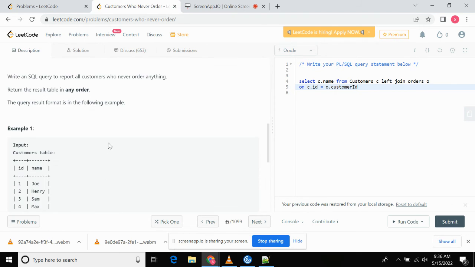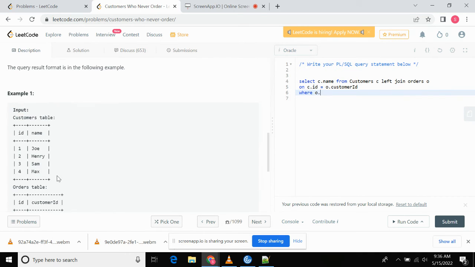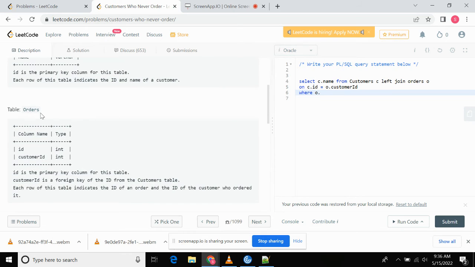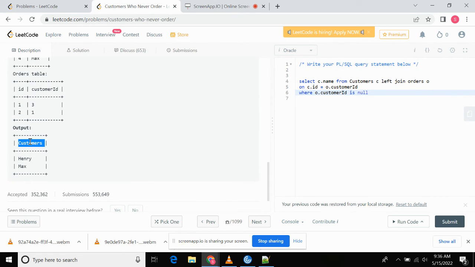But the question suggests that we have to report all those customers who never order anything. So here, what you have to do is put a where condition where O dot customer ID is null. So when you run this query, let's take this as an alias, and try to run this particular code.